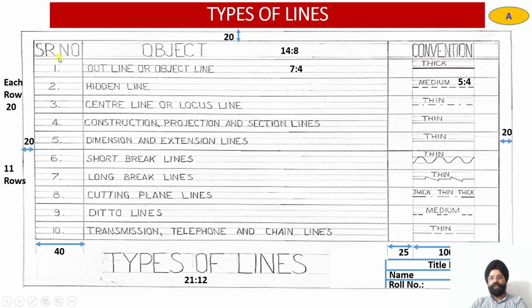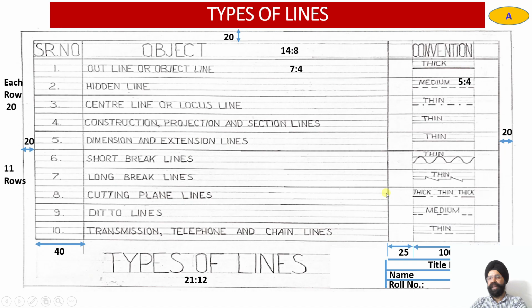Each row depth is 20 mm. So you can see 11 rows are there, 10 for each line, 1 for the title row. So this depth will be 220 mm. This is 40. This is 150 over here. And then this heading will be written in 14:8. These subheadings will be written in 7:4. The nature of the lines will be written in 5:4. And the title of the sheet will be written in 21:12.